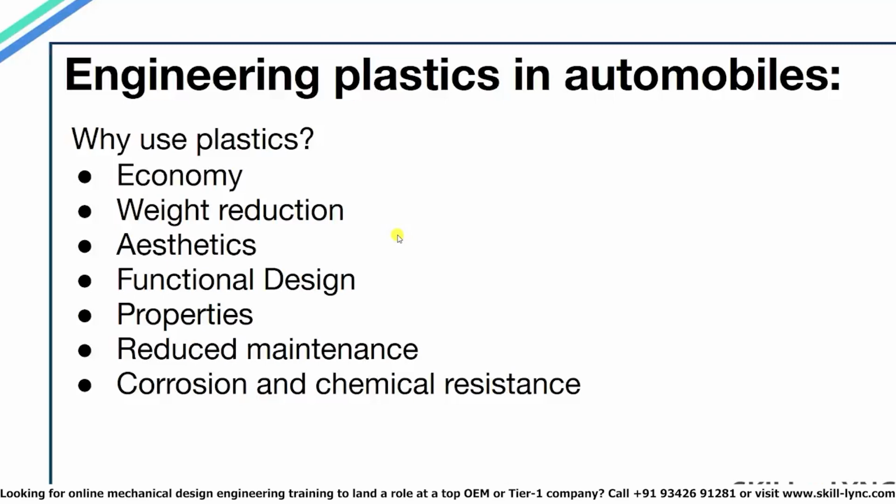and have a look at what plastics are being used in the industry. This slide basically summarizes why plastics are being used in production. Plastics are not simply replacement materials, but their use is based on technical merits such as lower weight, cheaper prices, aesthetics, reduction of vibration and noise, reduced maintenance, and corrosion and chemical resistance to external factors.